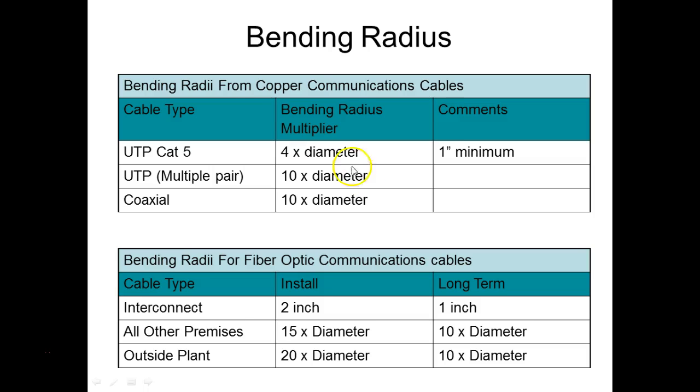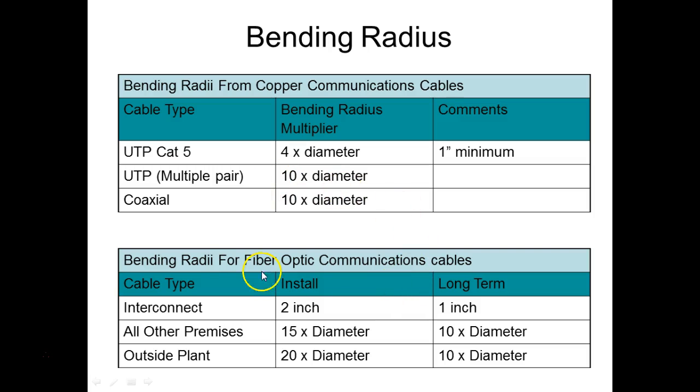So this is the bend radius for Cat5 cable. If you run one Cat5 cable, which has eight conductors, then you take the outside jacket diameter and multiply by four, and this would be your bend radius, and this would be your minimum. If you're using a UTP cable that has multiple conductors, like a premise cable or something like that, then it's going to be 10 times the diameter. And coaxial cable, which we looked at, would be 10 times the diameter.